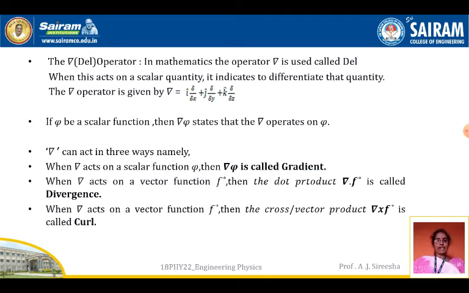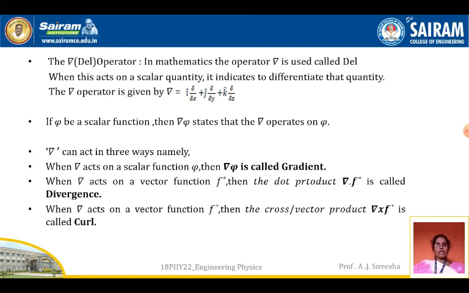Now del can act in three different ways, namely, when del acts on a scalar function phi, then del phi is called a gradient. When del acts on a vector function f, then the dot product del dot f is called a divergence. When del acts on a vector function f, then the cross or vector product del cross f is called a curl. So in order to understand this dot product and cross product, I have given an introduction to what is a dot product and what is a cross product.